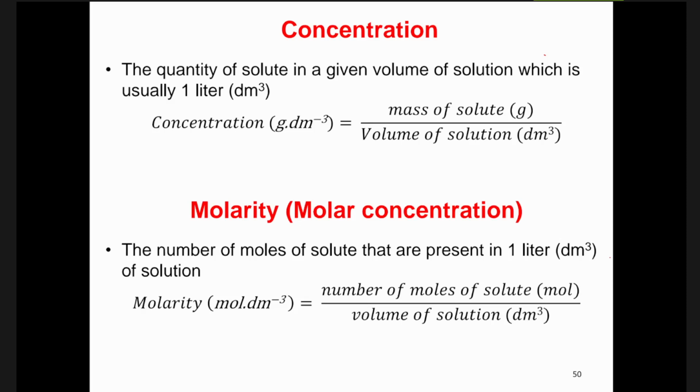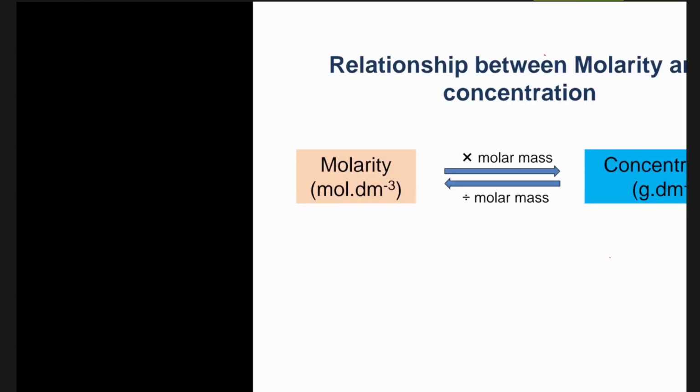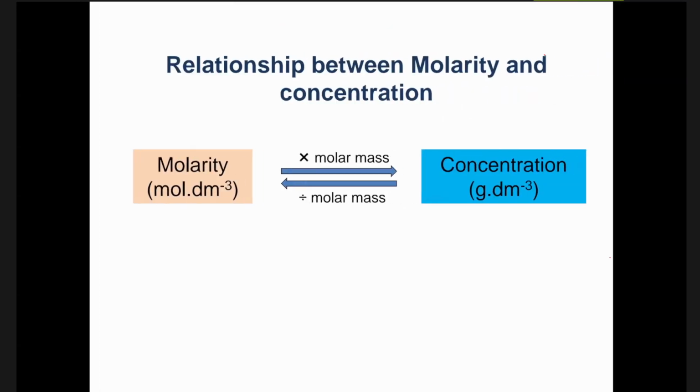Then we have the molarity. That means the molar concentration, the number of moles of a solute that are present in 1 liter. That's easy. To get the molarity, you take the number of moles of solute over the volume of solution. So between the molarity and the concentration, the difference is you need to take care of the molar mass, the molecular mass. If you multiply the molarity by the molar mass, you have the concentration, and if you divide the concentration by the molar mass, you have the molarity. It's quite easy. So you calculate the number of moles.